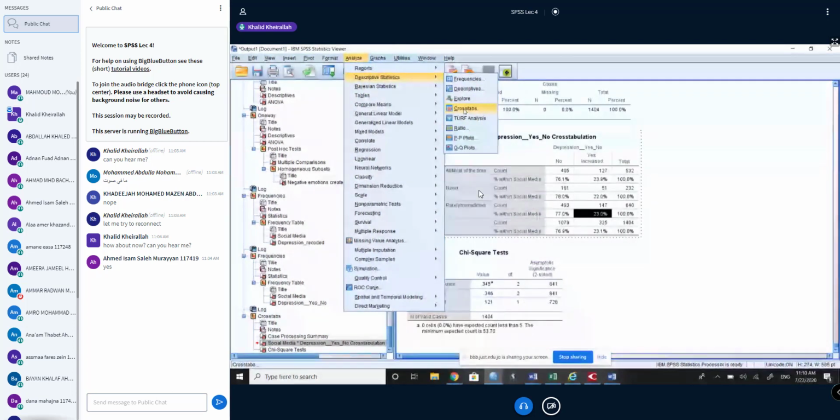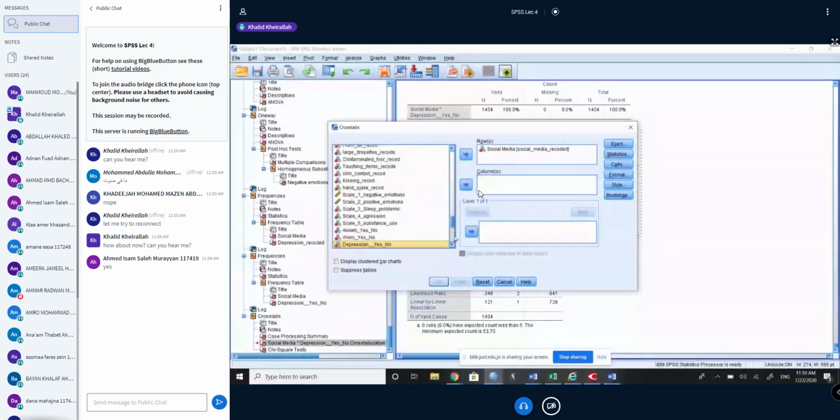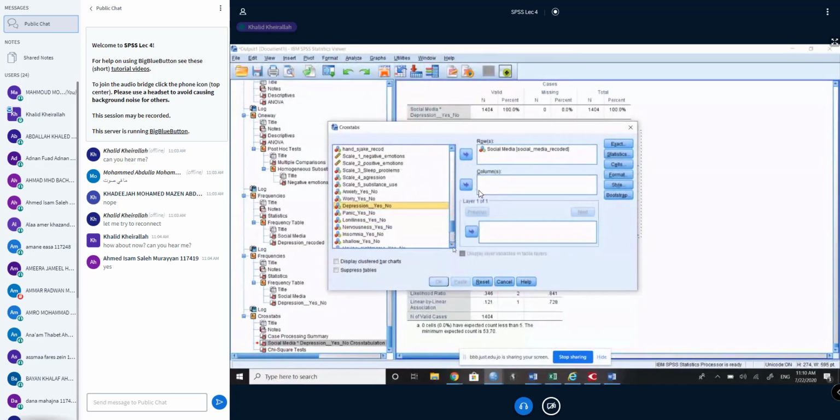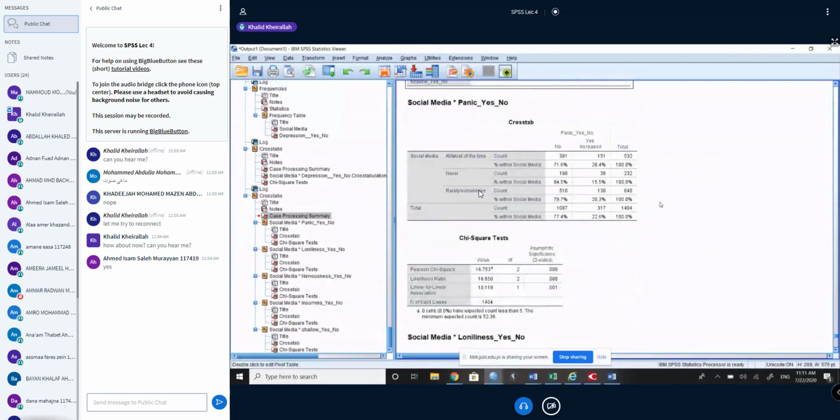Let's see descriptive statistics, cross-tabulation, and instead of depression, let's see panic. And let's do loneliness, nervousness, and insomnia and shallow sleep. Let's do all these variables.